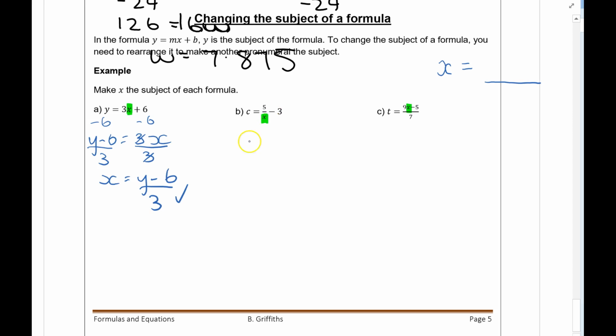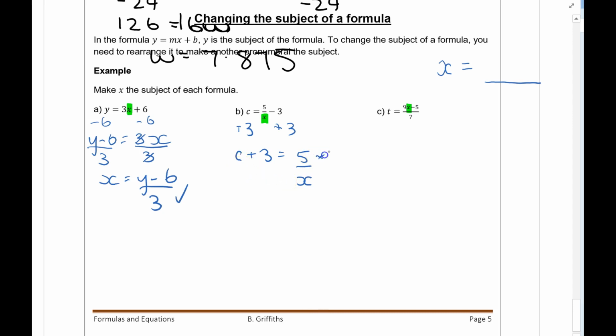Let's have a look at this next one. C equals 5 on x minus 3. Well, I'm going to plus the 3 to start with, because I always want to start with the part that's the furthest from the x. So c plus 3 equals 5 on x.